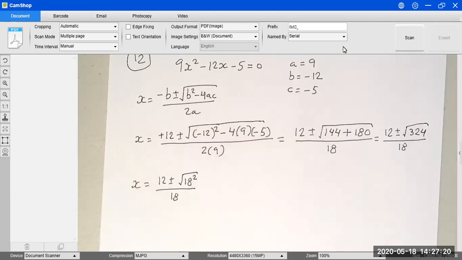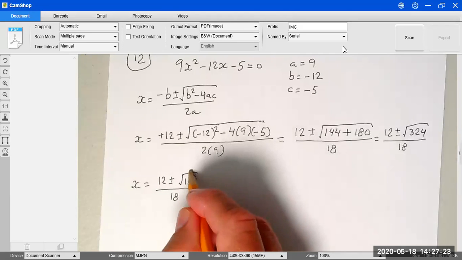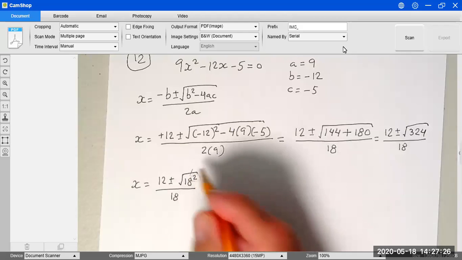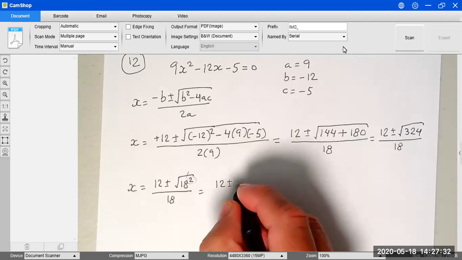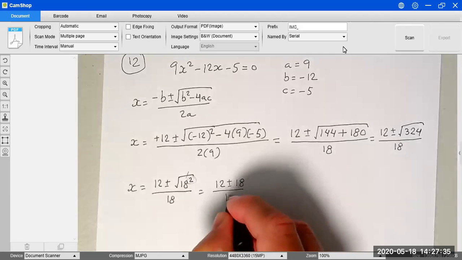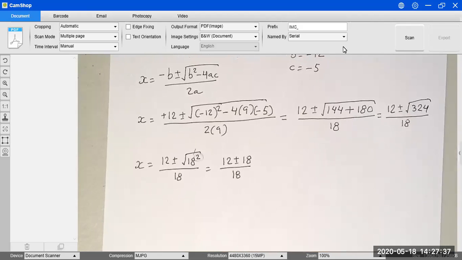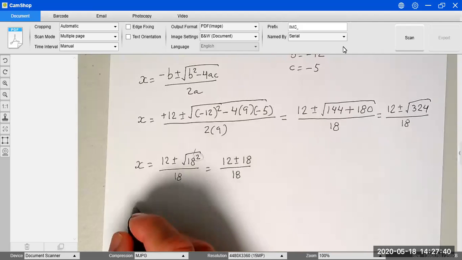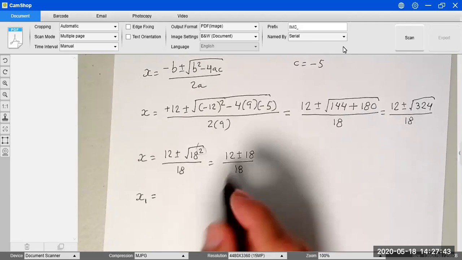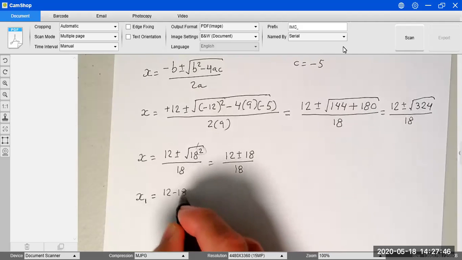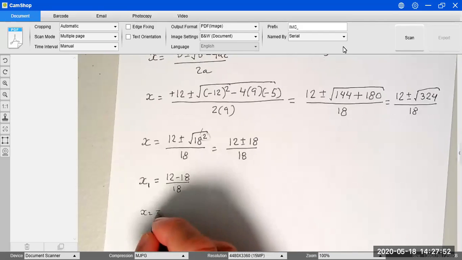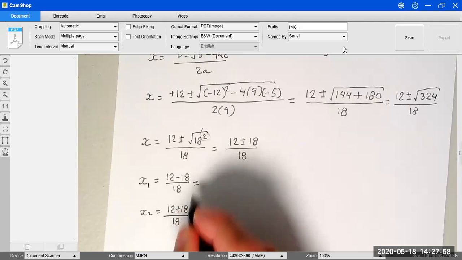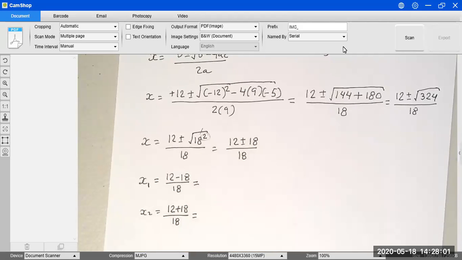So we continue our simplification. So you can remove the radical sign and the exponent. So you get 12 plus minus 18 over 18. So now work on each solution. So the first one is gonna be 12 minus 18 over 18, and the second one is gonna be 12 plus 18 over 18. So we only need now to complete this fraction math.